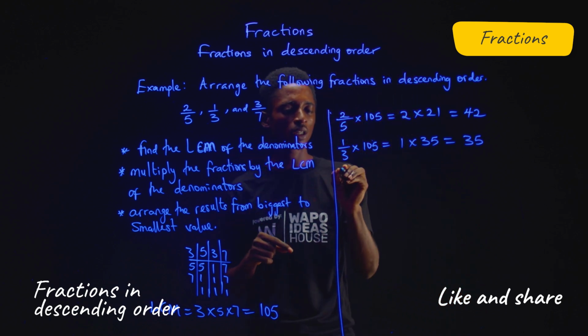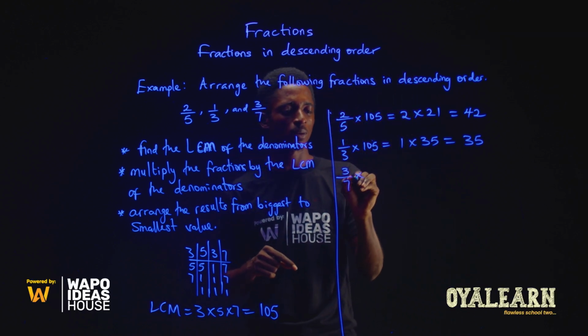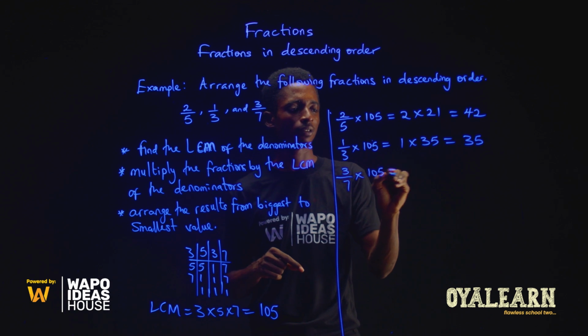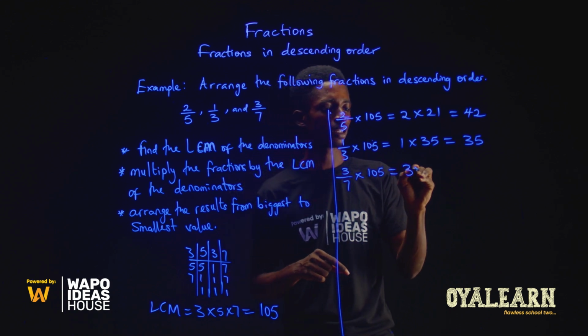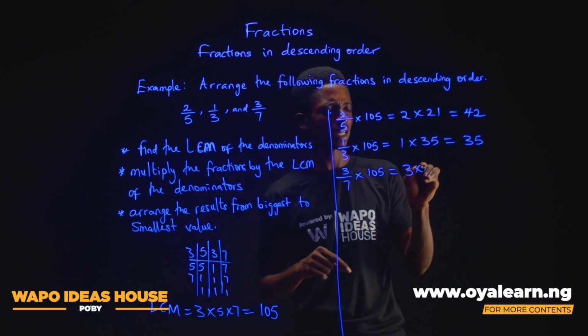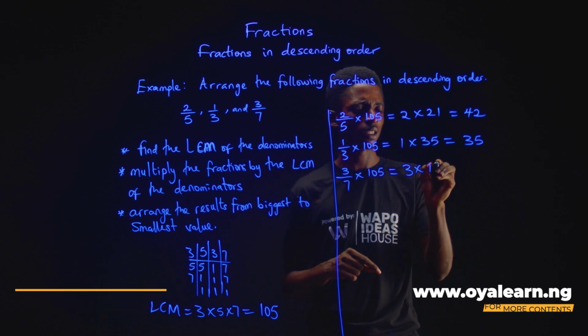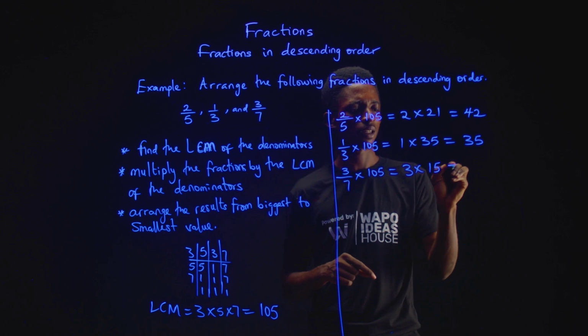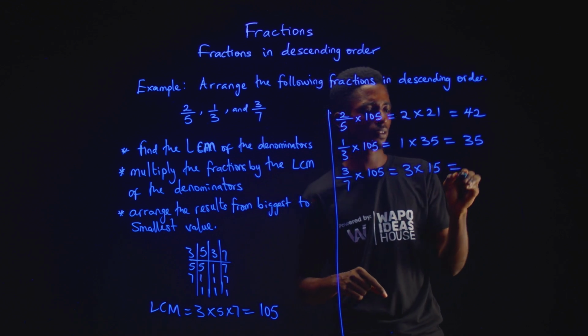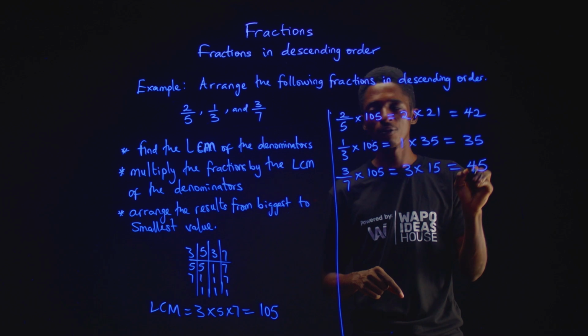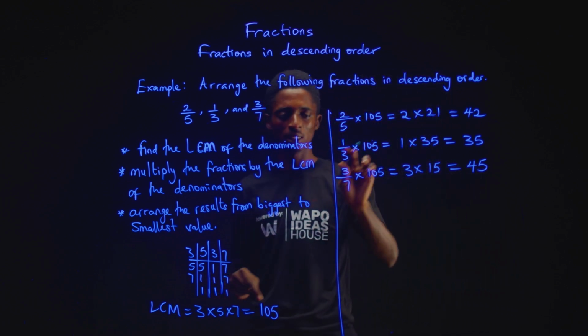Then the third fraction, 3 over 7 multiplied by 105. This is 3 multiplied by 7 into 10, 1, remember 3. Now 7 into 35 is 5, that is 15. 3 times 15 will give us 45. So step 2 is done.